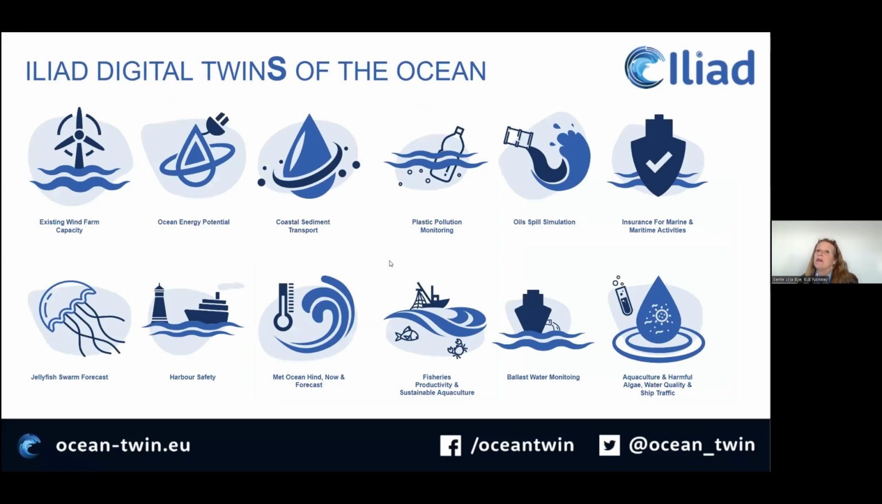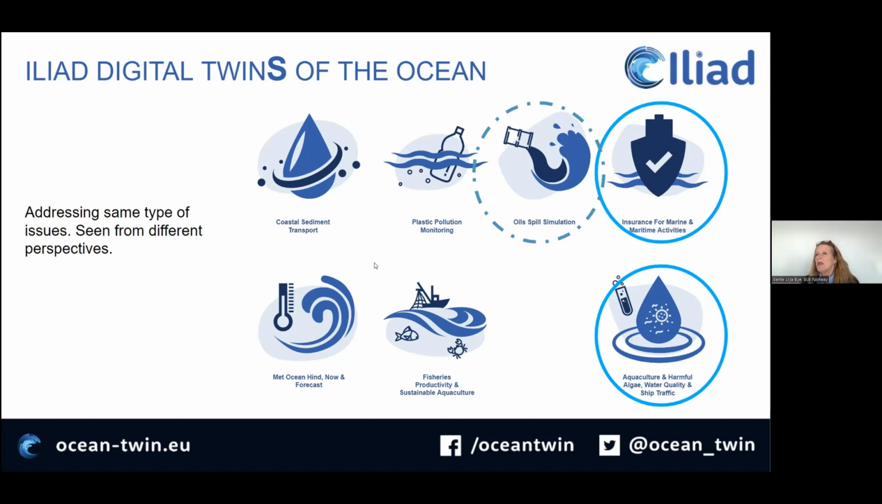So here are some of the thematic areas of our digital twins that we are developing in Iliad. We have renewable energy as a topic. We have coastal sediment transport. We have fisheries, obviously, different types of perspective of fisheries. We have aquaculture. We have the insurance perspective. We have jellyfish, and harbor. I mean, we have different types of thematic areas. Now, what I will show you is that we are able to address the same type of issues through different perspectives coming from these thematic twins.